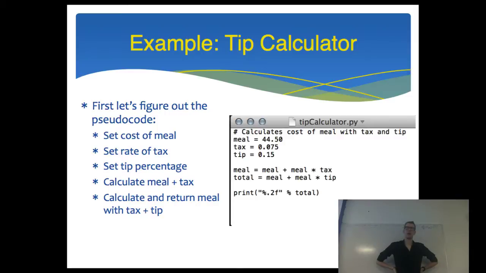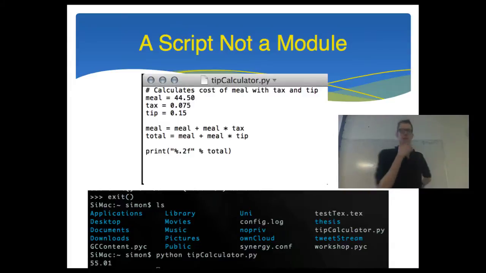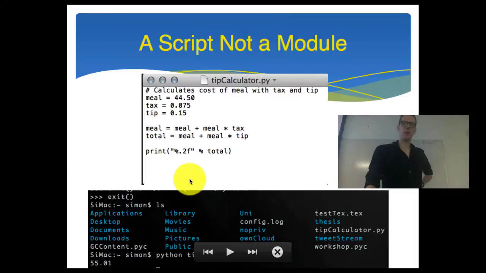So when you've copied all that, make sure to save it in whatever location worked for you yesterday, so probably your home directory, and call it something like tipcalculator.py. And then I'll show you how to run this. So previously we've been working with modules. We've been writing functions and importing them into Python. You'll see there's no function definition in here.